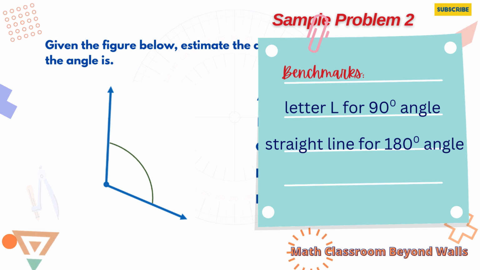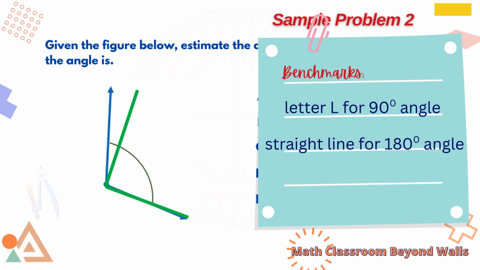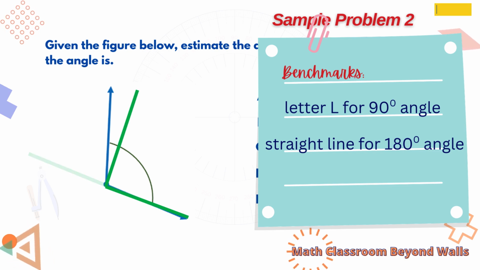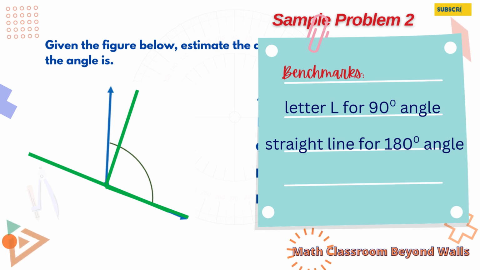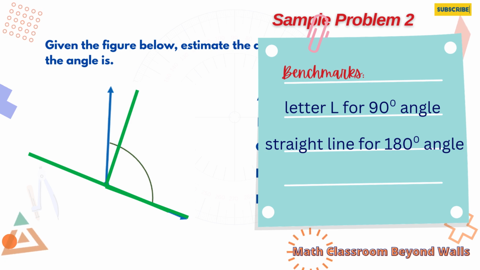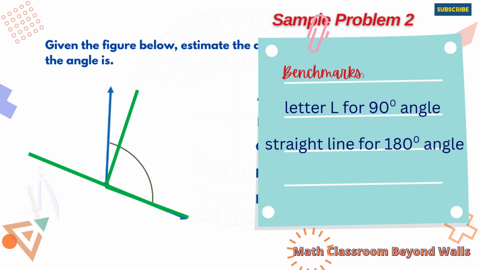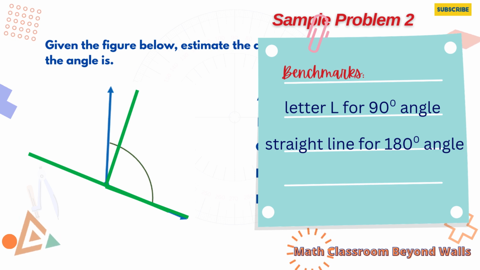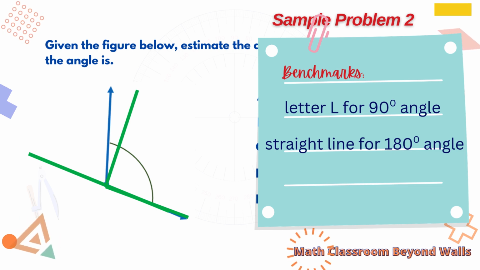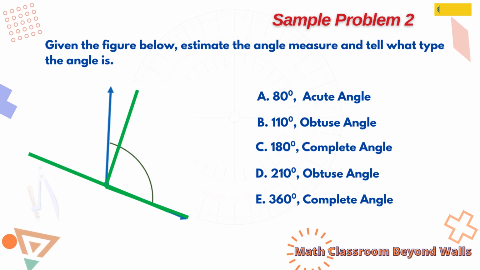If the two rays form an L, we have a 90-degree angle. If the rays form a straight line, we have a 180-degree angle. Look at the figure. Is it an L or a straight line? Okay, so neither. It is an angle with a measure greater than 90 degrees but less than 180 degrees. So, if it is between the two, what type of angle is it? You're correct. It is an obtuse angle.